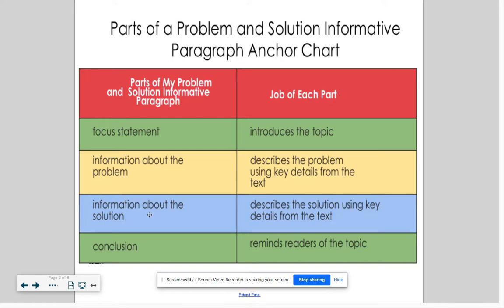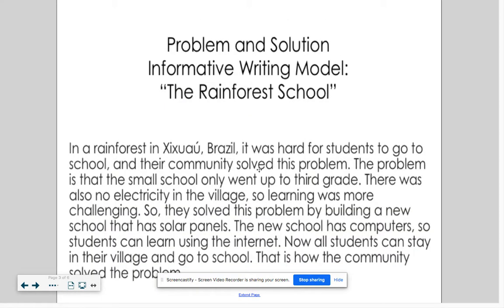Then to finish our paragraph, we will finish with a conclusion. It reminds the reader of the topic. So as you can see, the focus statement, which introduces the topic, is the same color as the conclusion because both sentences should be similar. So I wrote a paragraph. Let's take a look at my paragraph.